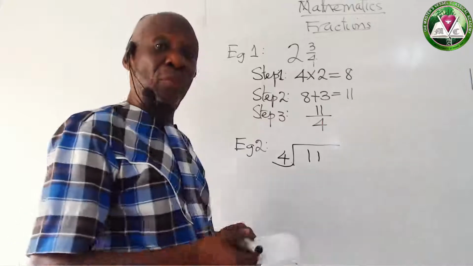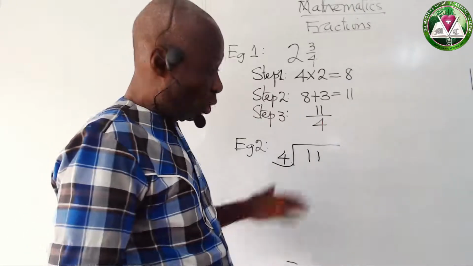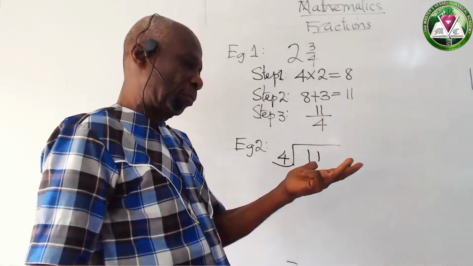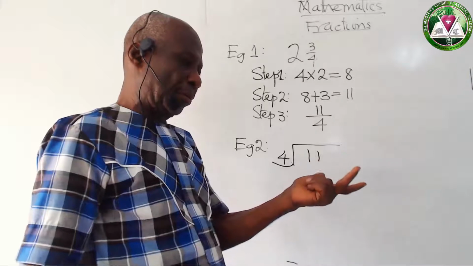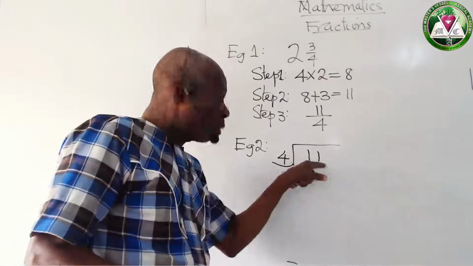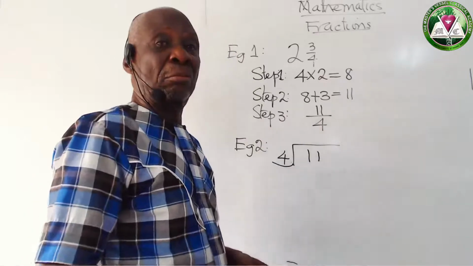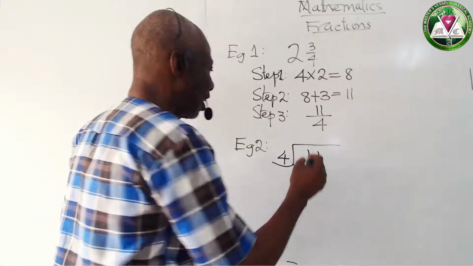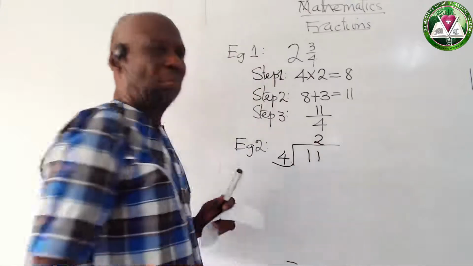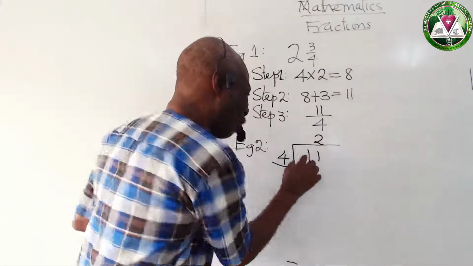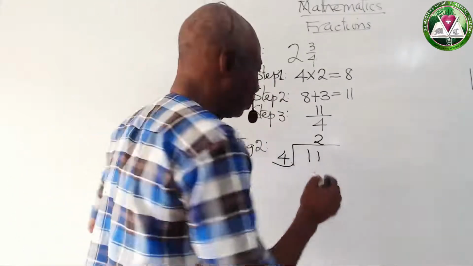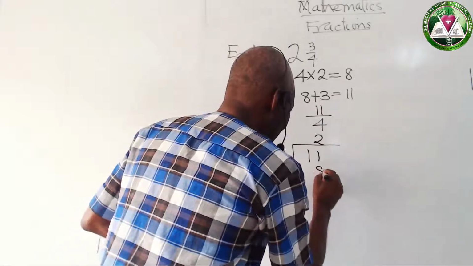Don't feel ashamed to use your fingers to help you, or do the nursery type of counting. 4 times 1, 4. 4 times 2, 8. 4 times 3, 12. If you say 4 times 3, 12, 12 is greater than what is inside there. Therefore, it cannot be 3 times. It should be 2 times. Then you write the 2 on top of the second digit, because it's the 2 digits they are dividing, not the 1 digit. On top of it. Then you do your multiplication once more. 4 times 2, 8.